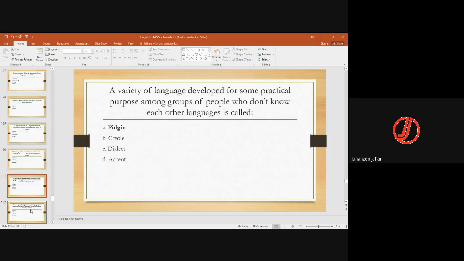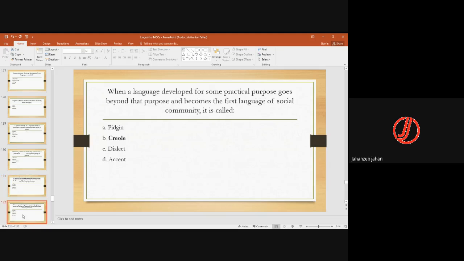A variety of language developed for some practical purpose among groups of people who don't understand each other's language, so that is called pidgin. कि वो लोग जिनको एक दूसरे की जुबान नहीं आती वो आपस में कम्युनिकेशन के लिए एक नई वैरायटी डेवलप कर लेते हैं. So that new variety is called pidgin. When a language developed for some practical purposes, तो जब इससे टाइम हो जाता है और एक नई कम्युनिटी इसको बोलना शुरू कर देती है, so that is Creole.